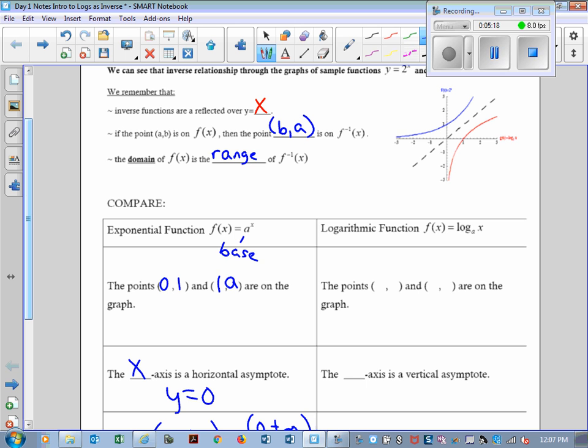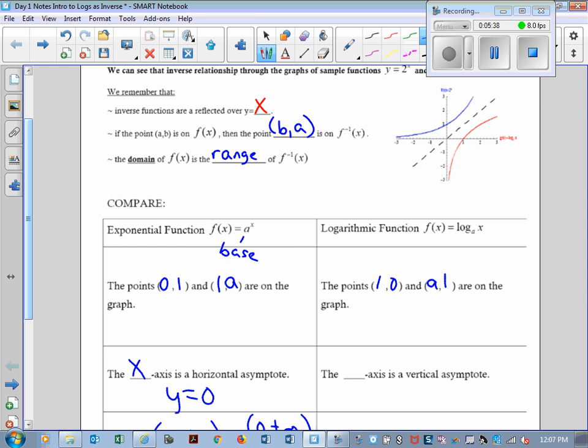Just stick with me. Since it's the inverse, if I have these points on my exponential, what do I have on my log function? (1, 0) and (base, 1). That's why you have to understand exponential to understand log.